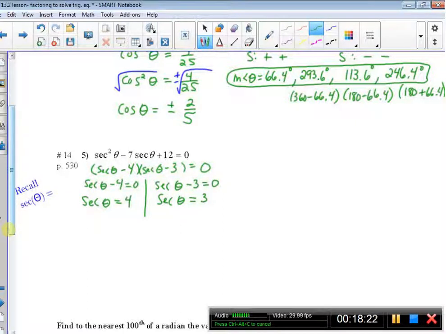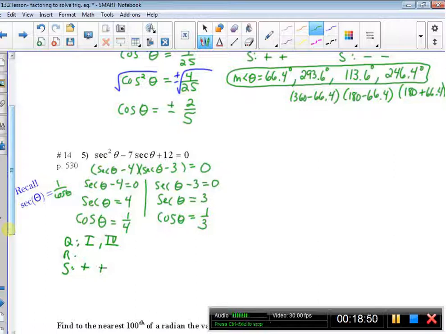Now, remember, secant theta is equal to 1 over cos. So then I'm going to flip this around and say, well, cosine theta is equal to 1 over 4. And cosine theta is equal to 1 over 3. So I'm going to now set up QRS. So I'm in quadrants 1 and 4. And again, QRS. I'm in quadrants 1 and 4. It's just going to be different reference angles.